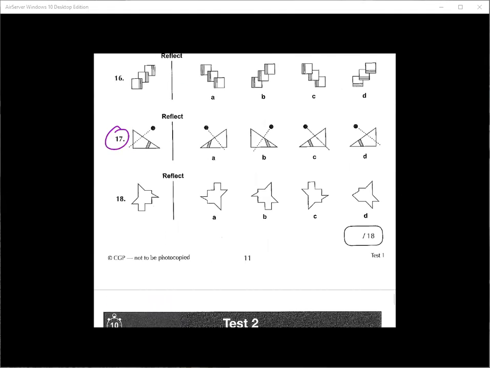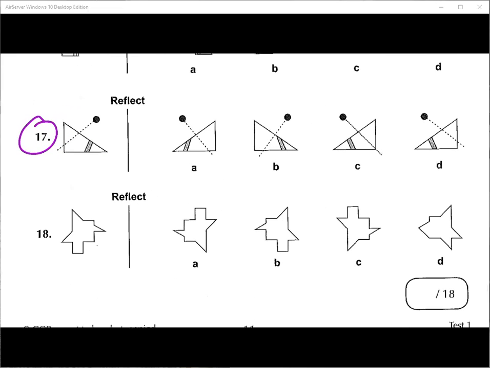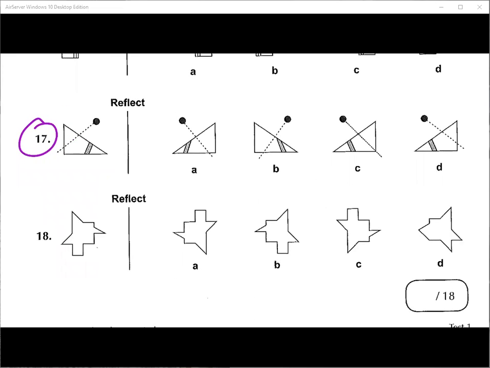Number 17. Let's have Hasib, please. I need you to help me to explain number 17. Go. Okay, so we got this, number 17. I got D. You can't be going in the same direction. It has to be going in the opposite direction to the original one.